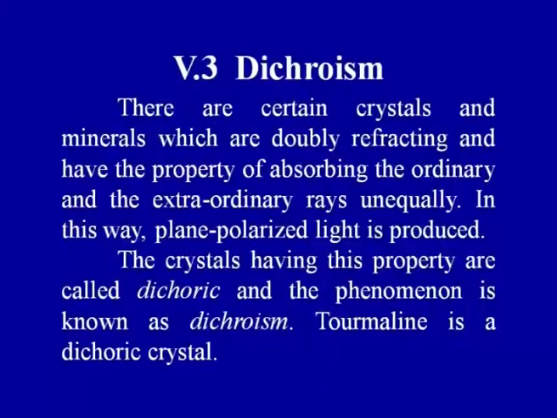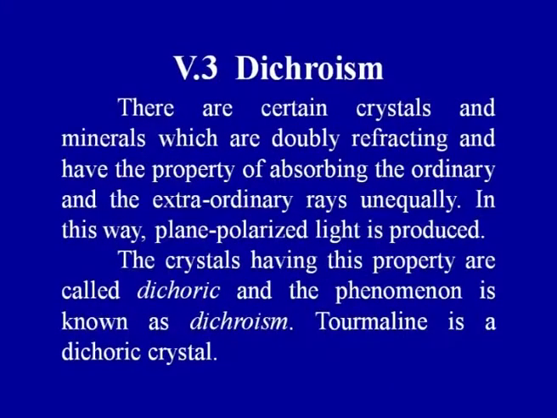Let us now consider another interesting phenomenon, the phenomenon of dichroism. You see, there are certain crystals and minerals which are doubly refracting, but they have a special property, and that is they have the property of absorbing the ordinary and the extraordinary rays unequally, and in this way a plane polarized light is produced, at least in principle. The crystals having this property are called dichroic, and the phenomenon is known as dichroism.